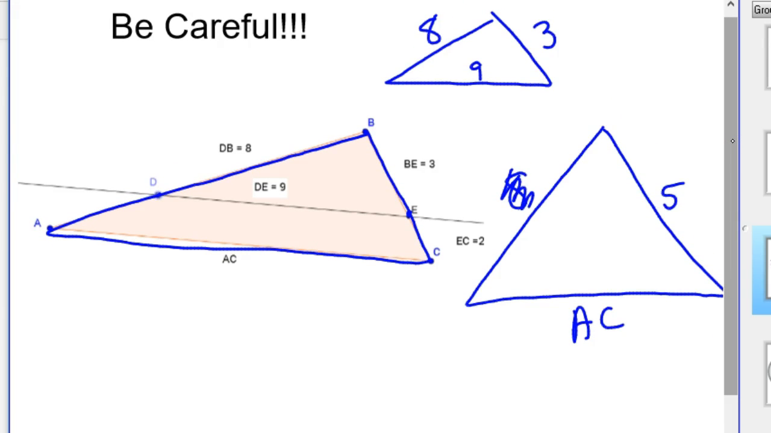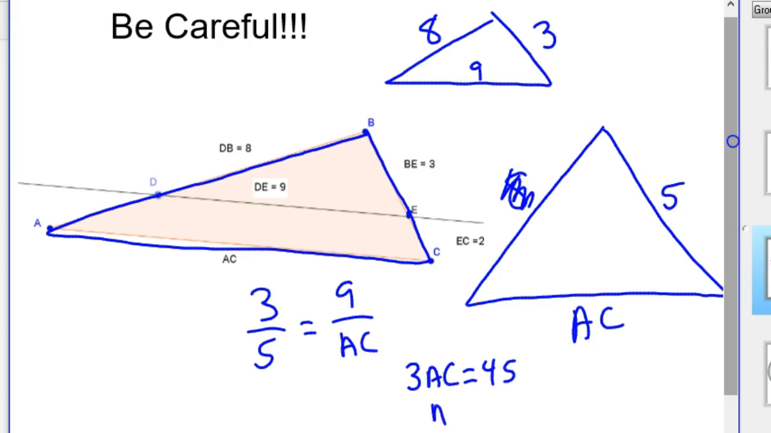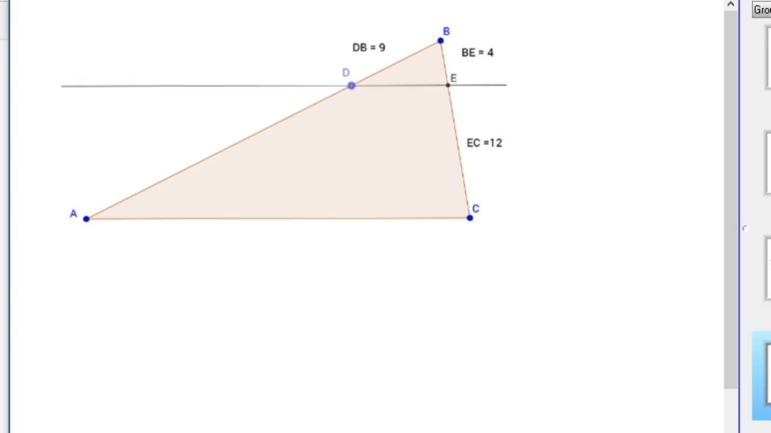Then you can just set up your proportions based on the similar triangles. So we know 3 over 5 is the same as 9 over AC, because 3 over 5 is your scale factor. When you cross multiply, 3AC equals 45. You divide by 3, and AC equals 15. And that makes sense. Now AC is 15. It's got to be longer than 9. So at least we have an answer that's within reason there.